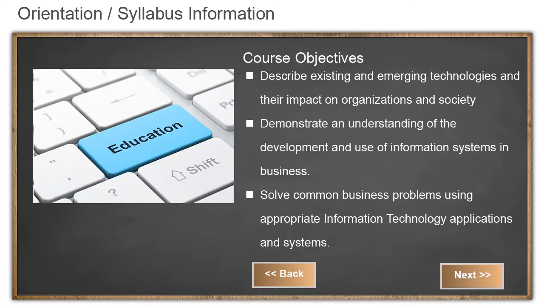IS 15 has three overarching objectives. One is to describe the existing and emerging technologies that impact organizations and society today, that's ever-changing from a business aspect. Demonstrate an understanding of the development and use of information systems in business. And we're also going to look at solving common business problems using appropriate information technologies and their applications.